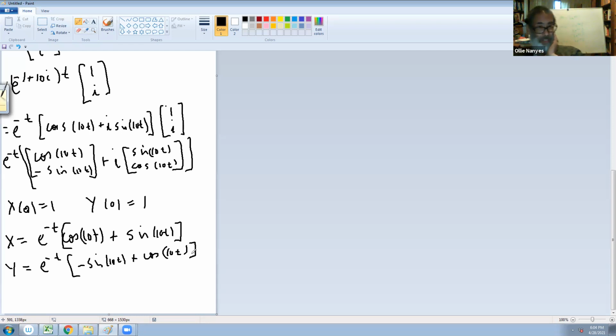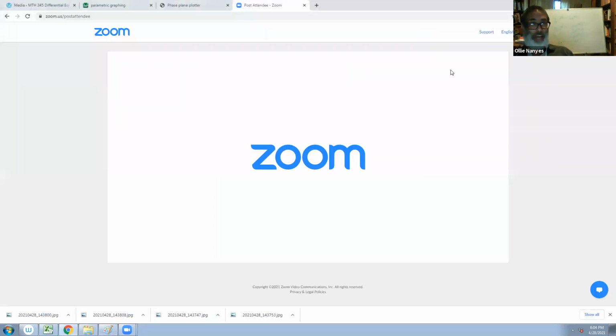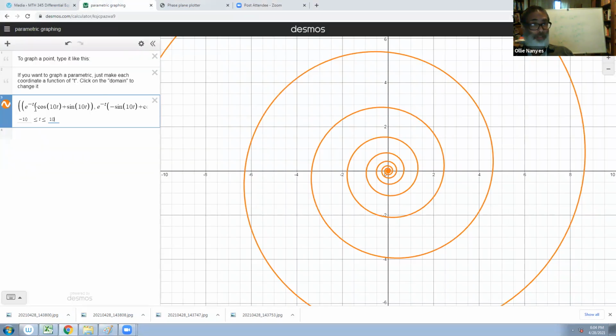So that's going to be our solution here. Now, let's take a look at what that looks like graphed. And if we go to parametric, I've already entered this. And take a look at what you have. Now, as t goes to infinity, we're now going to 0.